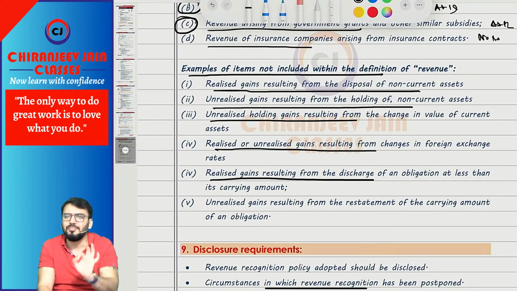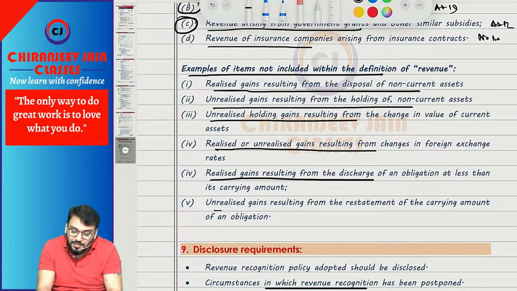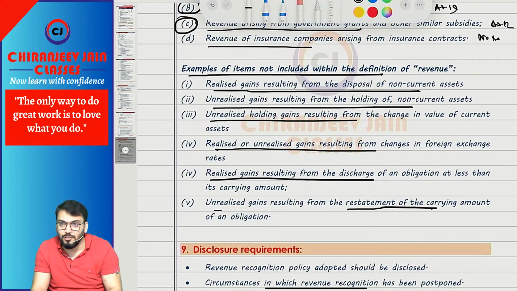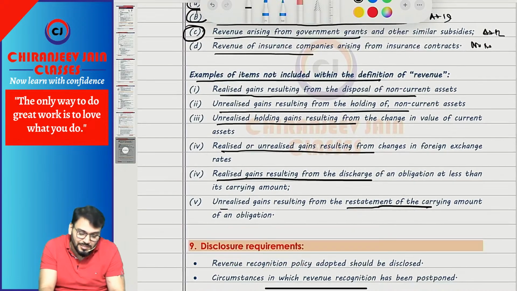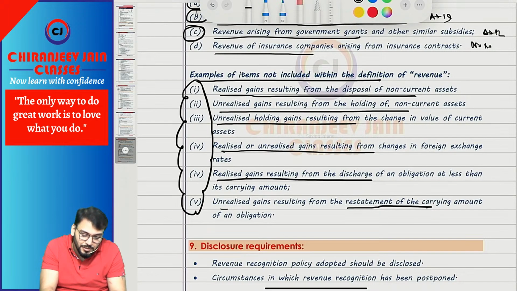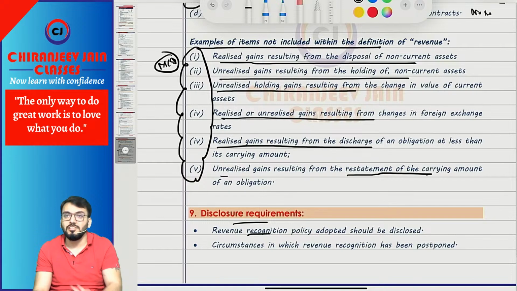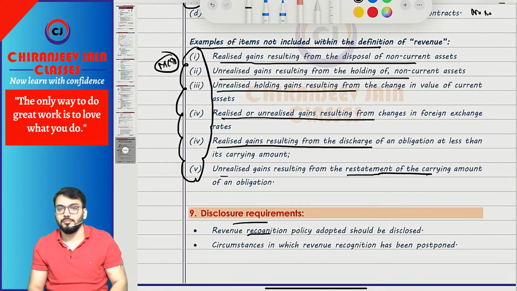So they have given some clarification. Or restatement of carrying amount of an obligation. If you have restated a carrying amount of an obligation, that unrealized gain is also not a revenue. Understood? So these are some clarifications. This can be asked in MCQ format, whether these are revenue or not revenue. Understood. Disclosure requirement is very simple. You can read it on your own. With this AS9 is completed.